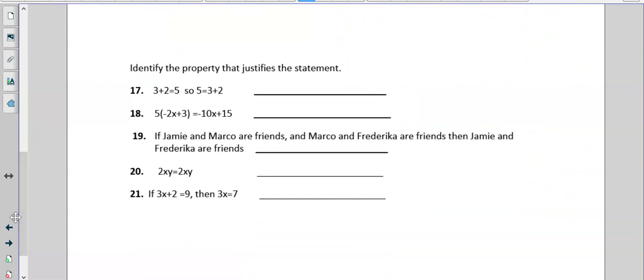All right. Identify the property. 3 plus 2 equals 5, so 5 equals 3 plus 2. Basically just the left side and the right side switched. So this is the symmetric property. If you think about symmetry, when the left side matches the right side, that's what we're talking about here. A equals B, B equals A. Right? Here, what did we do? We distributed it. So that's the distributive property.